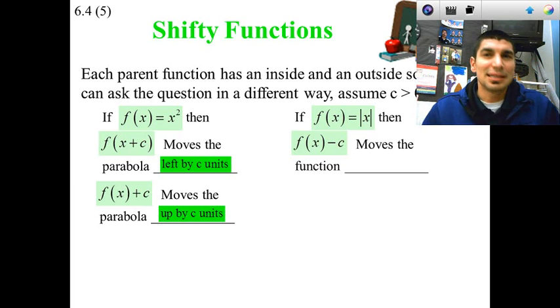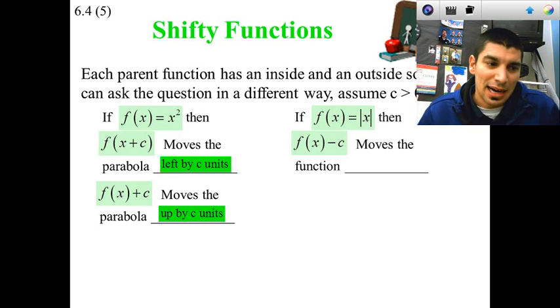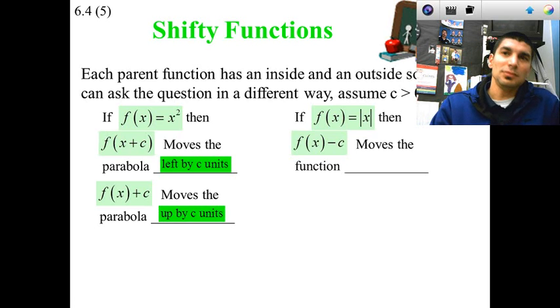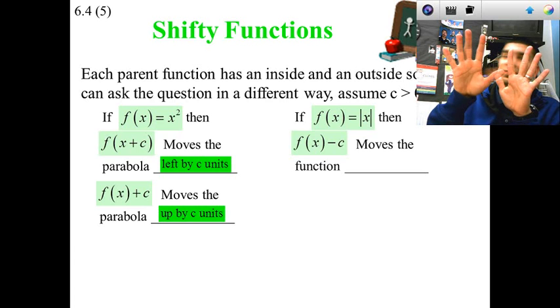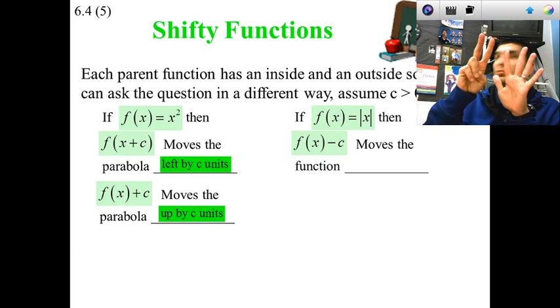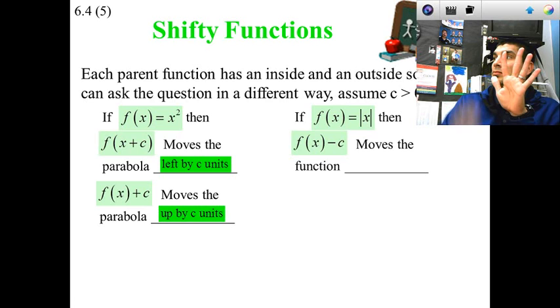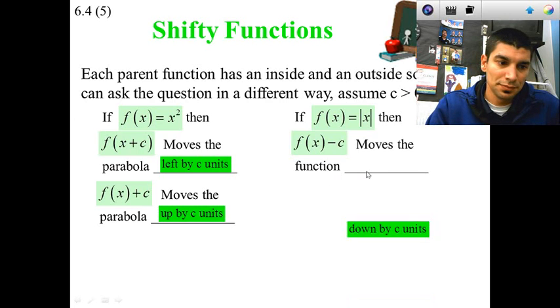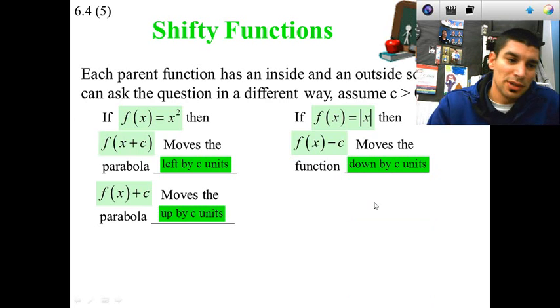Let's see if you and the person you're sitting next to agree on this next question. If I have the new equation, f of x minus c, it moves the function which direction? Which direction? 10 seconds, go. It moves it down by c because it's happening afterwards.